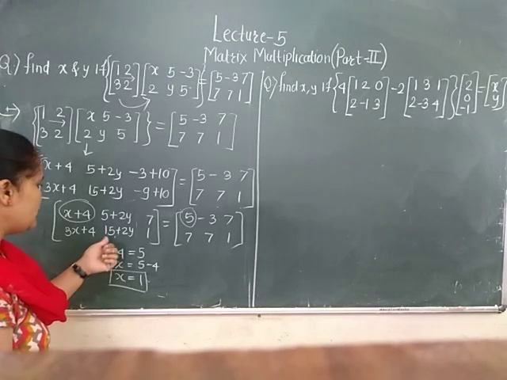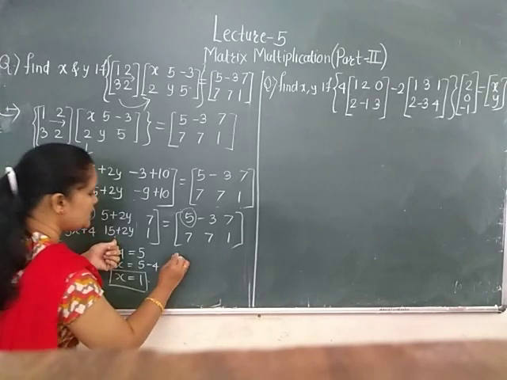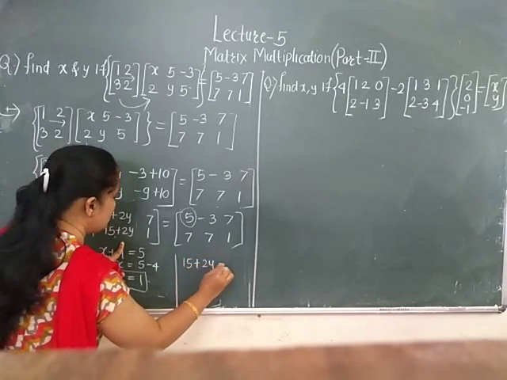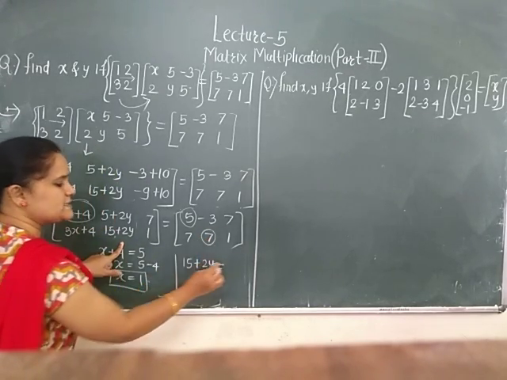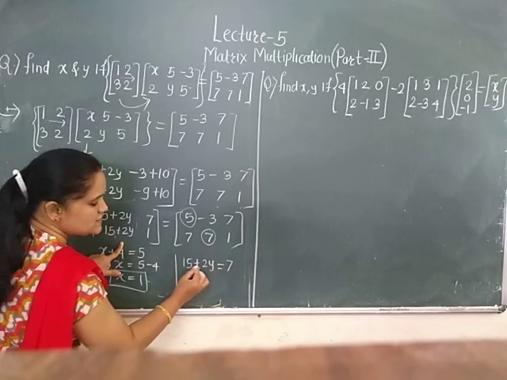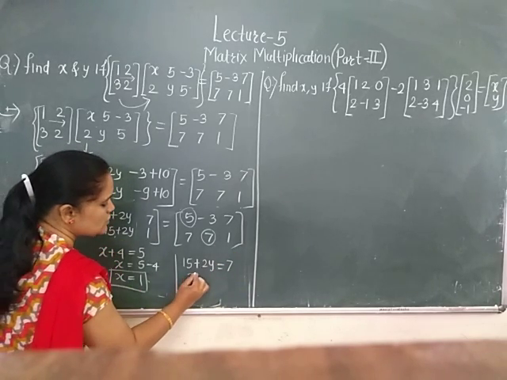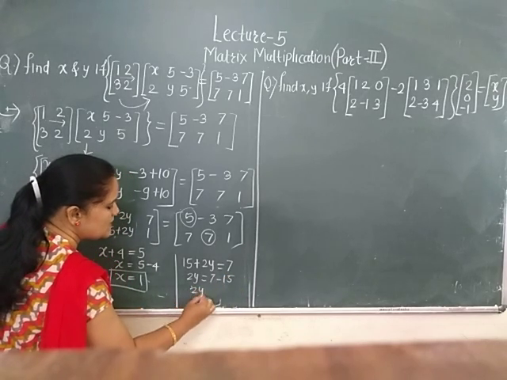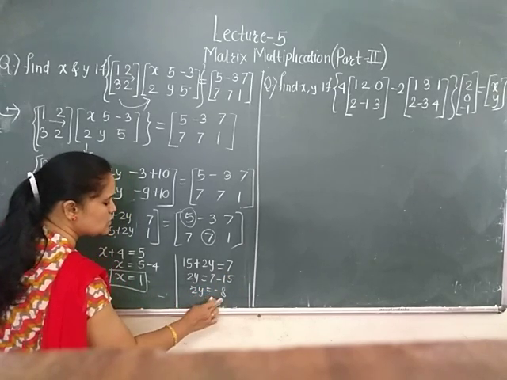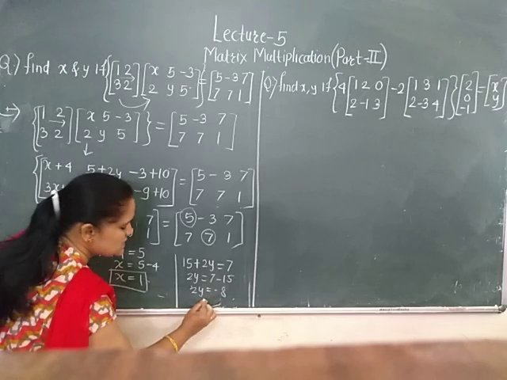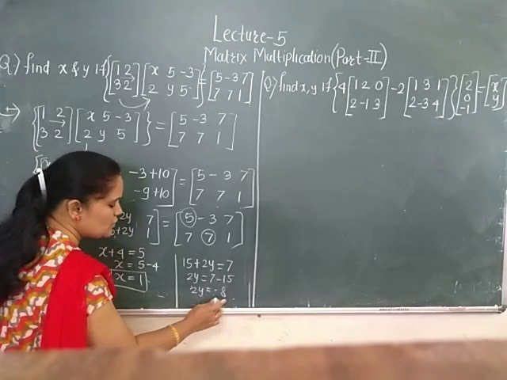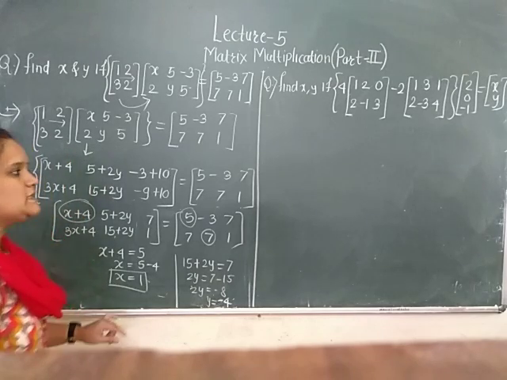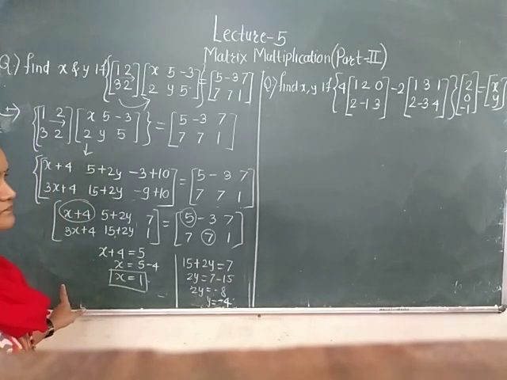Similarly, if you want to find the value of y here, then I will take this equation: 15 plus 2y is equal to, what is in its equal place, 7. So 15 goes to that side. So 2y is equal to 7 minus 15. So 2y is equal to minus 8. So 2 goes into division. Minus 8 divided by 2 is minus 4. So y is nothing but minus 4. In this way we got the answer here.